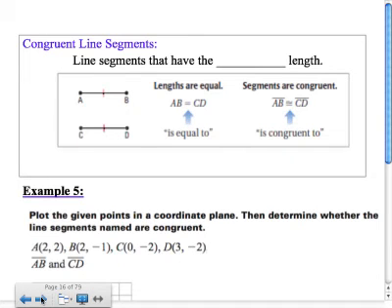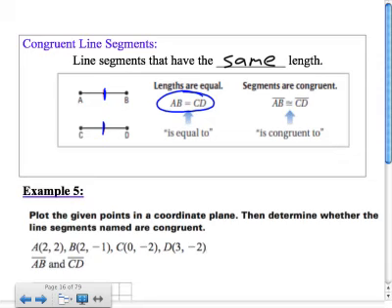Congruent line segments: line segments that have the same length. That's what it means to be congruent. The way that we mark congruence, as you can see in the diagram here, is with these little hash marks, or tick marks, whatever you want to call them. I usually call them tick marks. This statement here, you could read one of two ways. You could say the length of AB is the same as the length of CD, or you could say the distance from A to B is the same as the distance from C to D. Both mean the same thing.